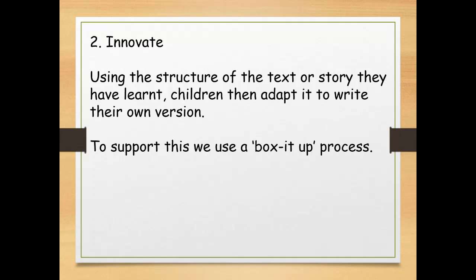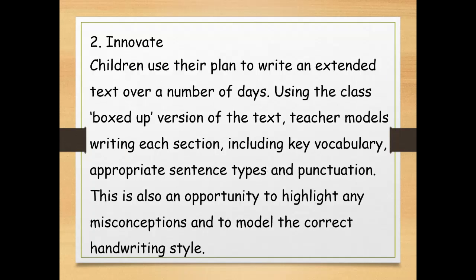After this, they'll move on to the second stage, which is innovation. They'll use the structure of the text that they've just been immersed in, and the children will then adapt it to write their own version. To support this, we use a planning stage, which the children will know as the box it up stage, where they plan their writing. Children use their plan to write an extended text over a number of days.